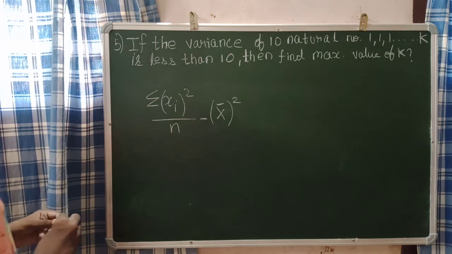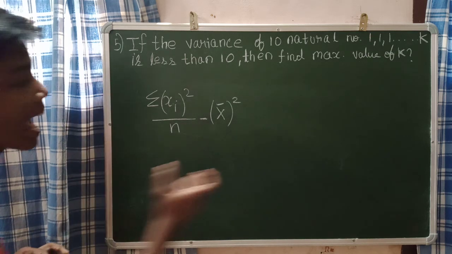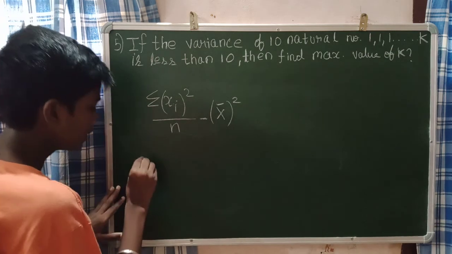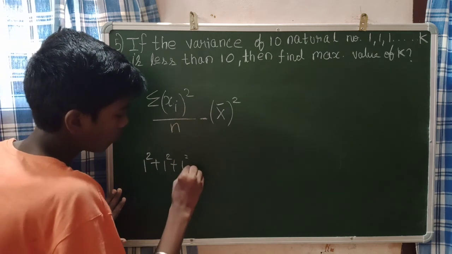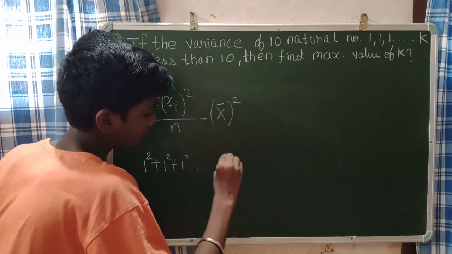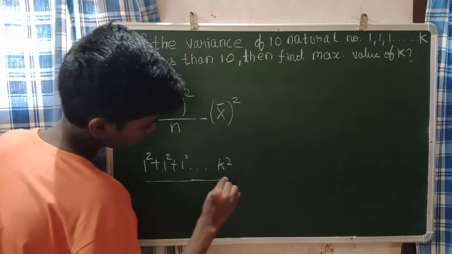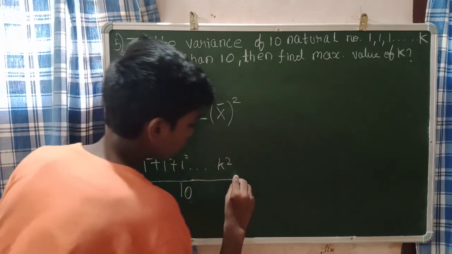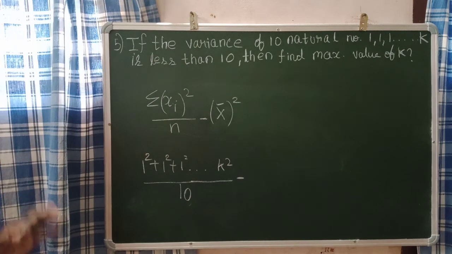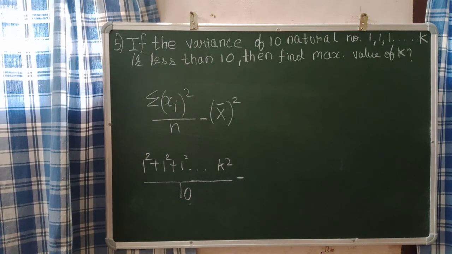Now, when I need to find summation of xi square, I need to square each and every element and sum it up. So when I do that, I will get 1 square plus 1 square plus 1 square all the way up to k square divided by the total number of elements. What is the total number of elements for this particular question? That is 10. Then minus the mean square. What does mean? Sum of all the observations divided by the total number of elements.